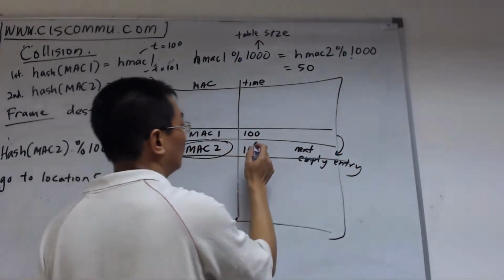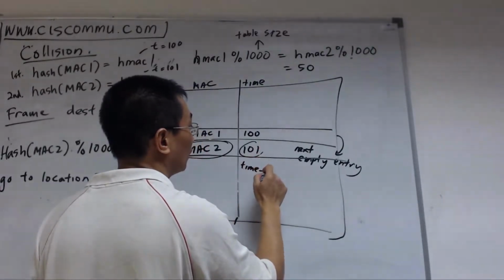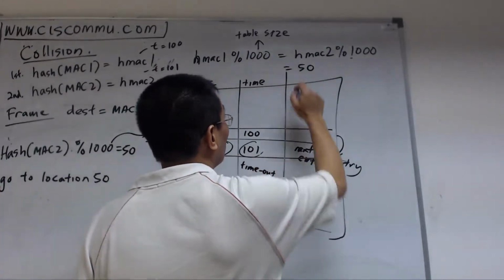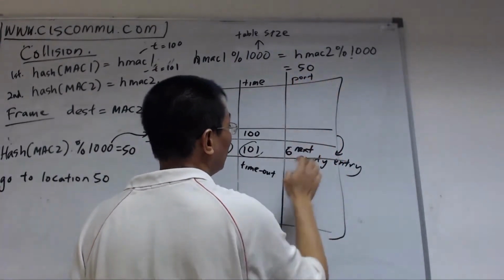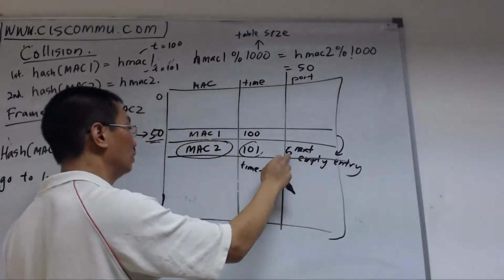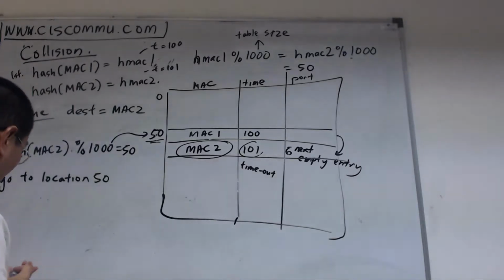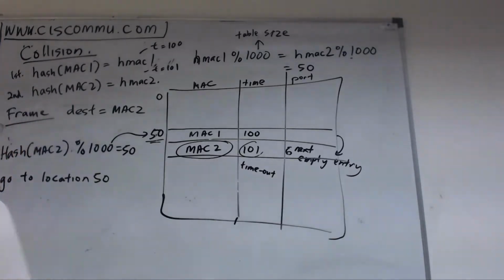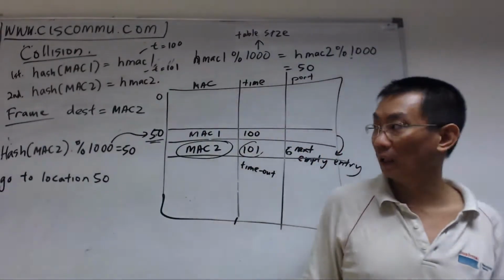Alright, then you will check the timeout, whether it's timeout or not. If it's not timeout, then you check the port number. The port number maybe is 6 or 7, then you just forward or filter to the port. Alright, so in this case, this is how the entry is done. Okay, so what are the performance you're looking at, and what are the requirements you need?